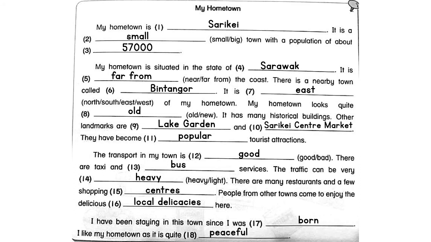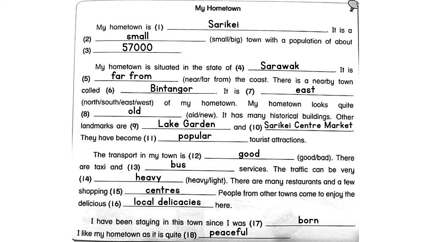Okay, let us look at my examples. Okay, my hometown is Sarike. It is a small town with a population of about 57,000. Okay, my hometown is situated in the state of Sarawak. It is far from the coast. Okay, there is a nearby town called Bintangor. It is east of my hometown. My hometown looks quite old. Okay, among old and new, I choose old. It has many historical buildings.